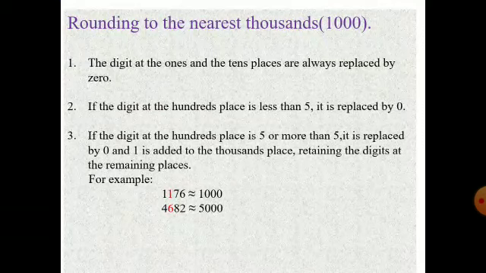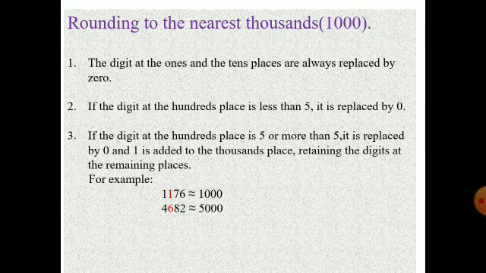Rounding to the nearest thousands. To round off any number to the nearest thousands, we have to follow these three steps. Step 1. The digit at the ones and the tens place are always replaced by 0. Step 2. If the digit at the hundreds place is less than 5, it is replaced by 0. Step 3. If the digit at the hundreds place is 5 or more than 5, it is replaced by 0 and 1 is added to the thousands place, retaining the digits at the remaining places.